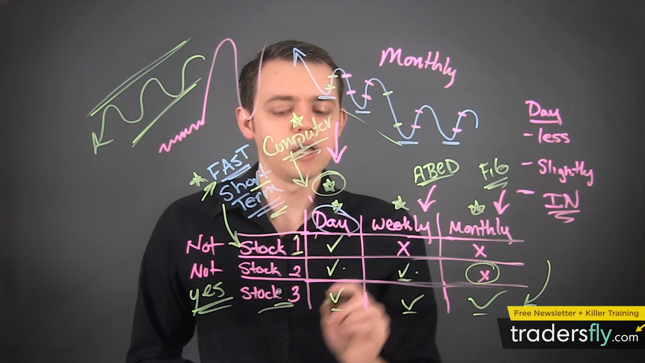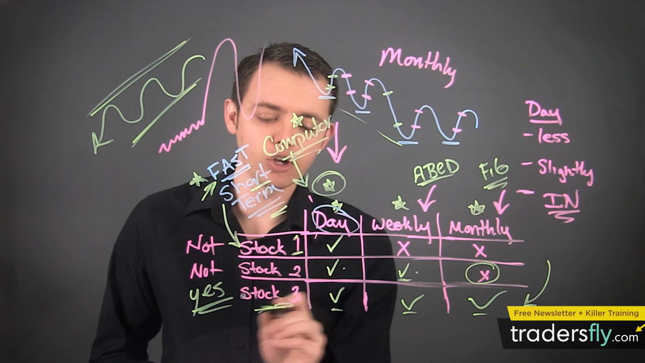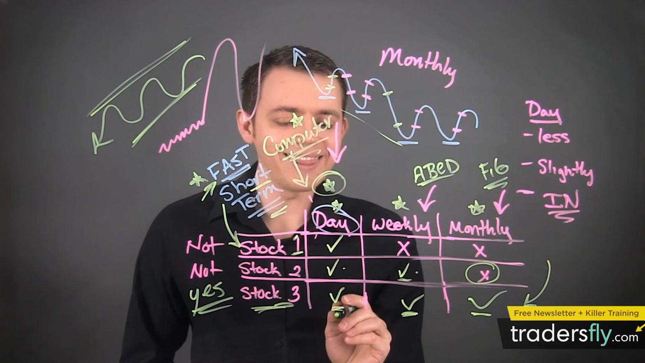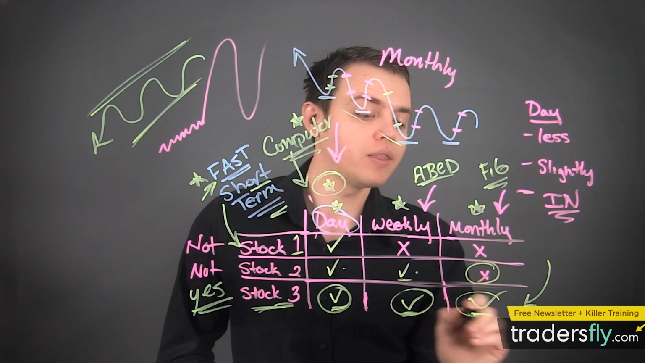So if you're looking for swing trading, if you're looking for more stability, you're looking for something to line up. You're looking for higher probabilities. You want the daily to line up. You want the weekly to line up. And you want the monthly to line up.